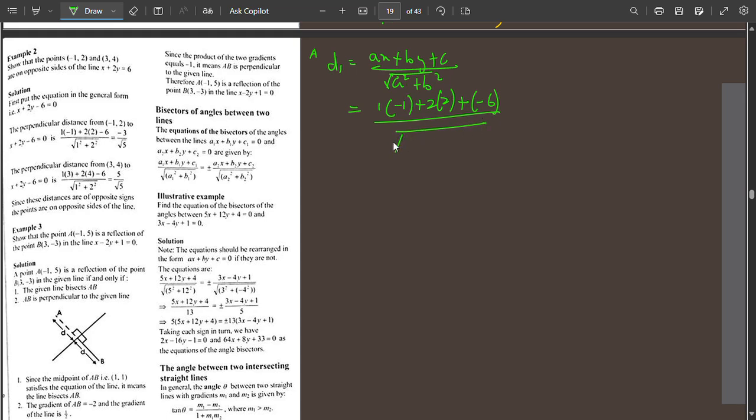Square root of a squared is 1, negative 1 squared. Then b is 2, so 2 squared. So we'll have 1 minus 1 plus 4, that's 3. Then 3 minus 6, that's minus 3. That's minus 3 over square root of 1 plus 4. That's square root of 5. So this is the answer for D1. Let's see D2. D2 will have the same formula.